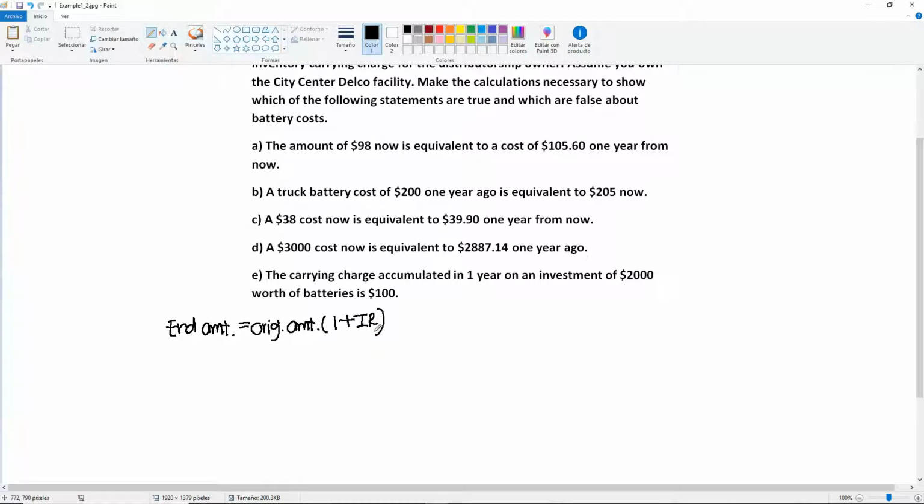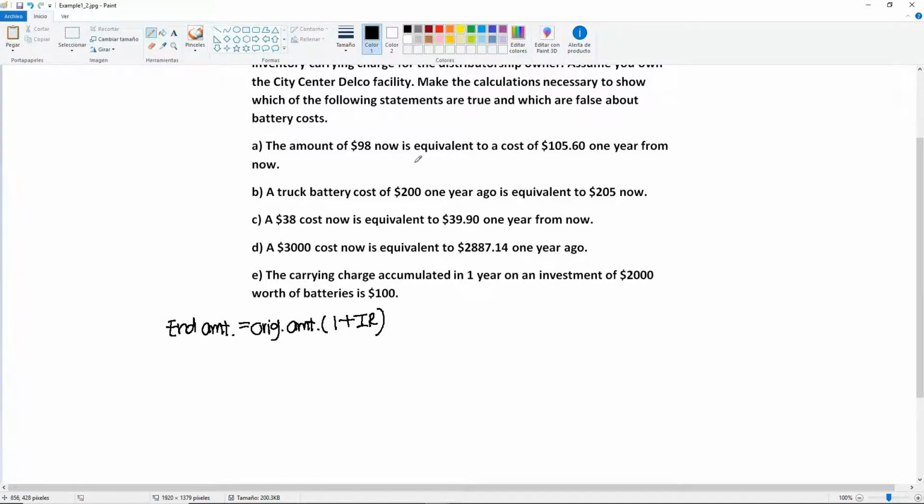This is a factored out version. Okay, so let's look at case A. The amount of $98 now is equivalent to a cost of $105.60 1 year from now. Okay, so we need to identify which one's the end and which one's the original. Hint: most of the time, and I'm saying most because it's not always true, the end amount will be higher than the original amount.